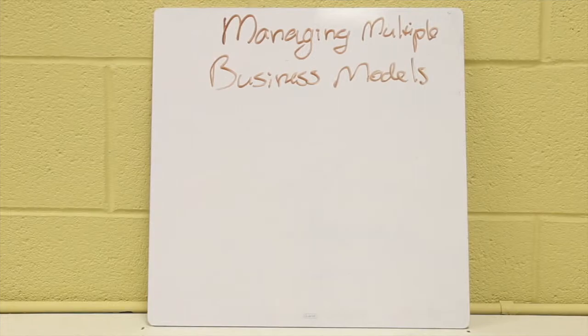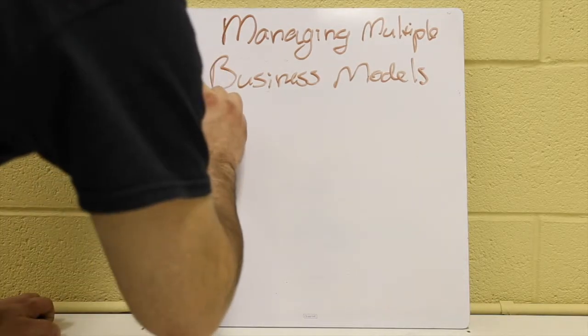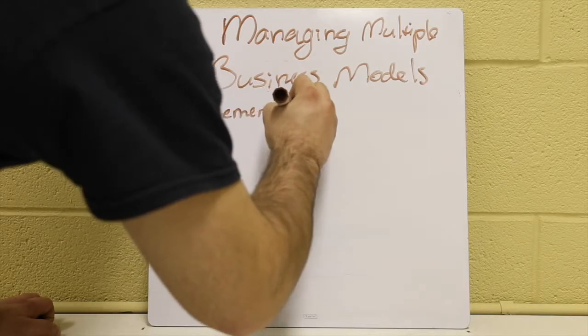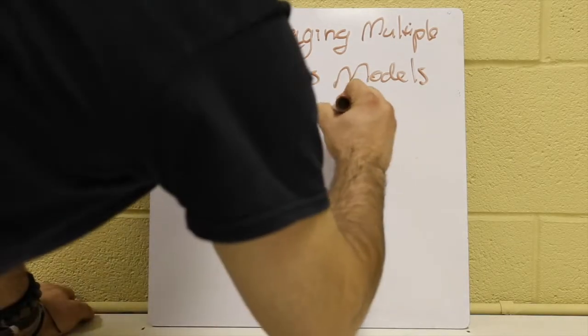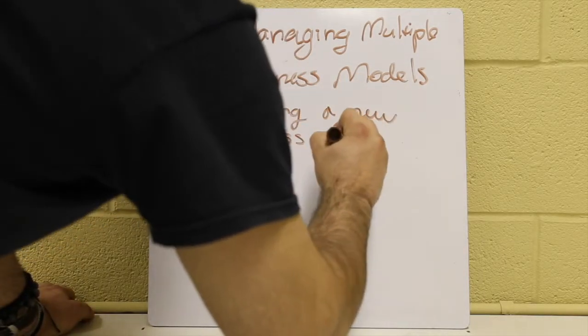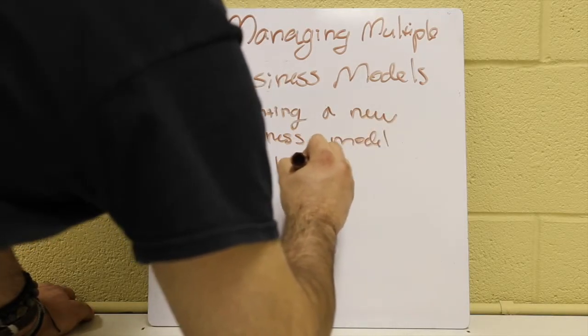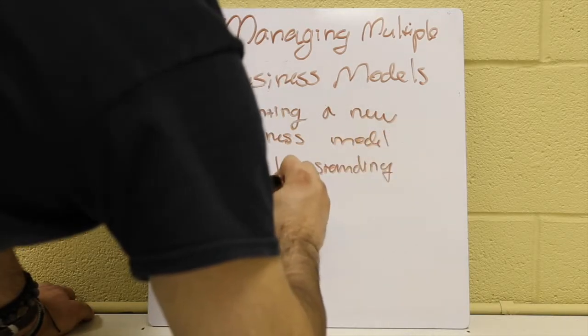The last portion of the strategy chapter in the business model generation book is managing multiple business models. And the definition of the managing multiple business models is implementing a new business model in a long-standing enterprise can be difficult because a new model may challenge or even established models. Implementing, we'll just write the first part of that, implement.